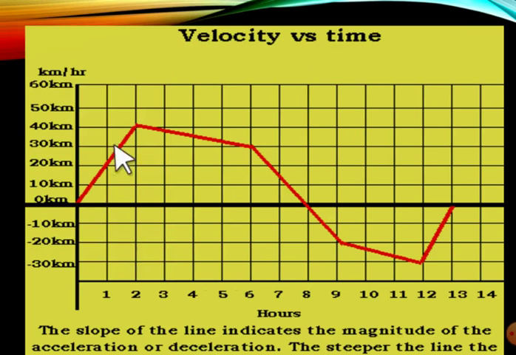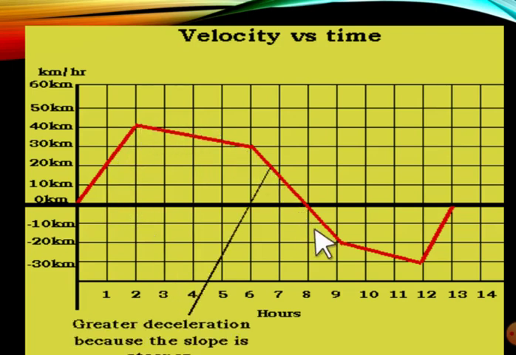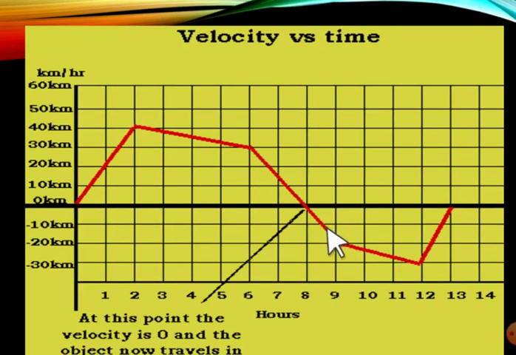The slope will represent what? The slope of your velocity time graph will represent what? Your acceleration, right? So you will see that this is acceleration, this is deceleration, this is again deceleration, from here to here. I mean, here this is also what? Again acceleration in the opposite direction, right?